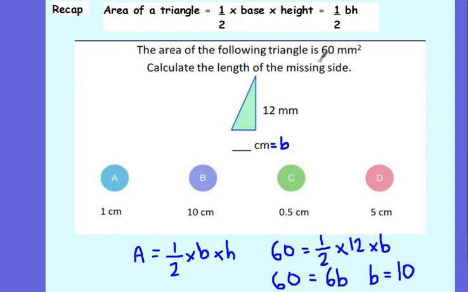Now look at your units. The area is measured in millimetres squared, the height's been given in millimetres, so your base is 10 millimetres. 10 millimetres is equal to 1 centimetre. So the correct answer was A, 1 centimetre.